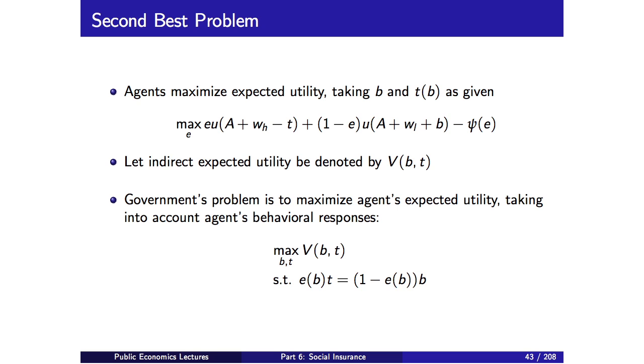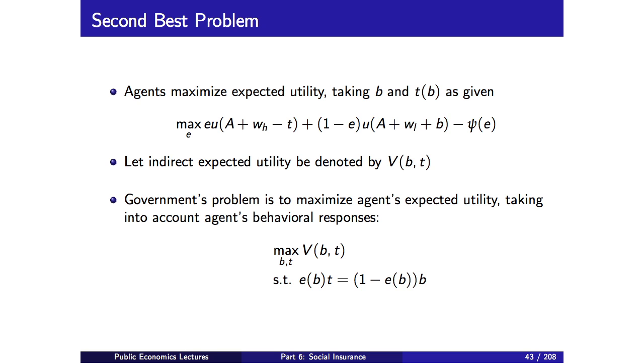So this is the second best problem. This is really what the focus of this literature is about. So here, effort is not going to be chosen by the government. Rather, it's going to be chosen by the agent to maximize his expected utility, taking B and T of B as given. So that's the critical thing.